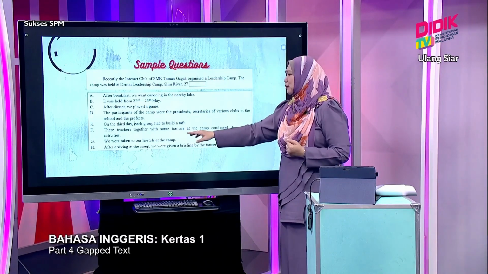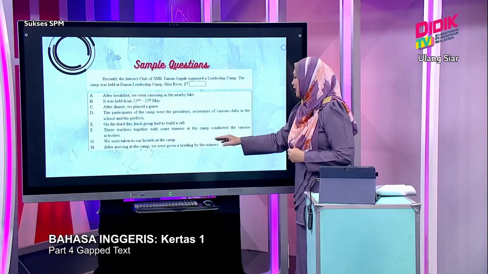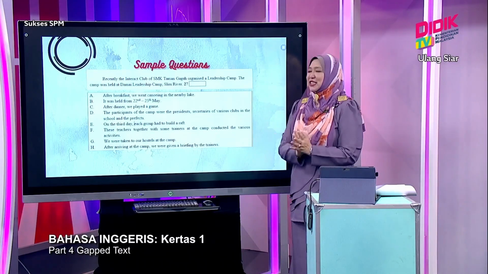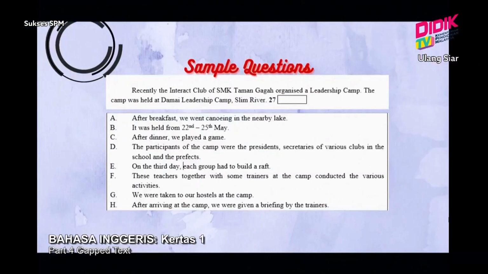"We were taken to our hostels at the camp." Have you arrived at the camp yet? Not yet. And lastly, "After arriving at the camp, we were given a briefing by the trainers." So it's also not yet. So the best option will be B: it was held from 22nd to 25th May. So we use the process of elimination here. But if you know the answer straight away, you don't have to go through that whole process.